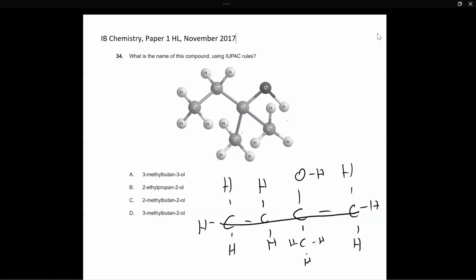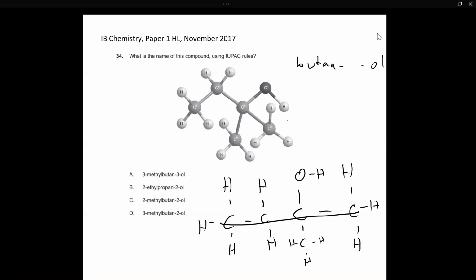And there is also a hydroxyl group present in this compound. So that would automatically make it something along the lines of butanol, right? Because any compound which has a hydroxyl group attached to it gets an OL at the end of its name: butanol. And I've left this blank in the middle because this blank indicates the position of the hydroxyl group. And by position, I mean which number carbon it is attached to.